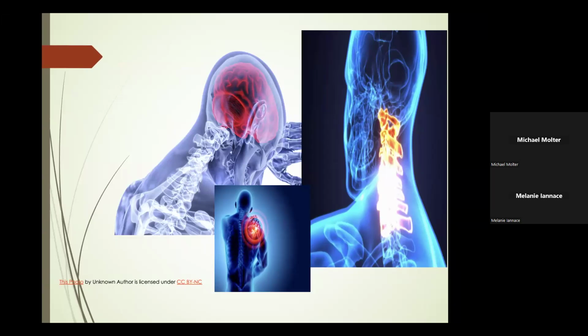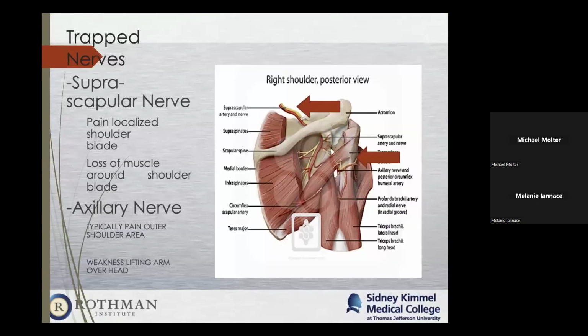We'll get into the causes at this point. The first is nerves that become trapped. What I mean by this is that, through injury, swelling, or inflammation, there is compression of the nerves that travel throughout the shoulder area. It's similar to carpal tunnel, but in the shoulder region.